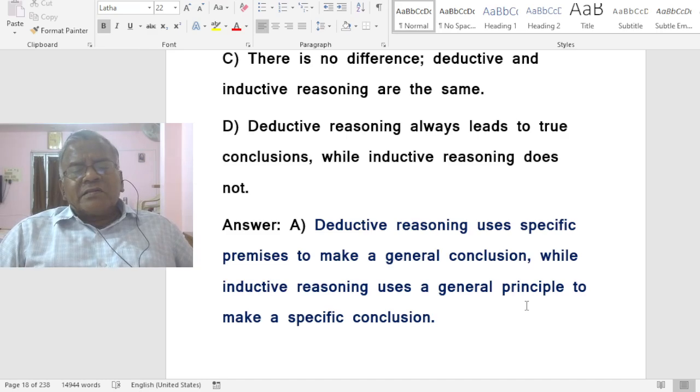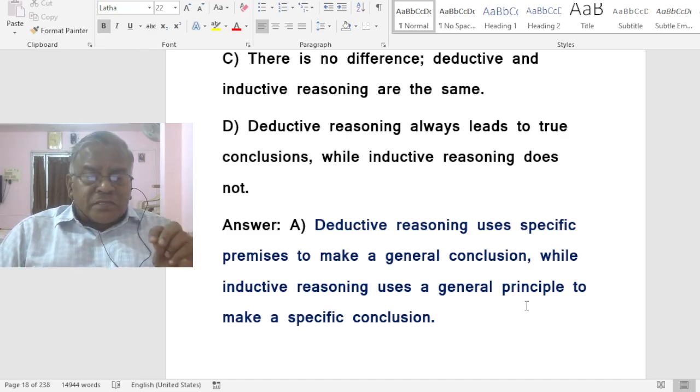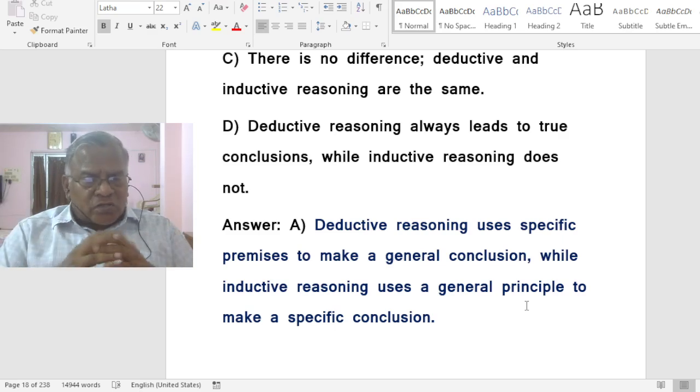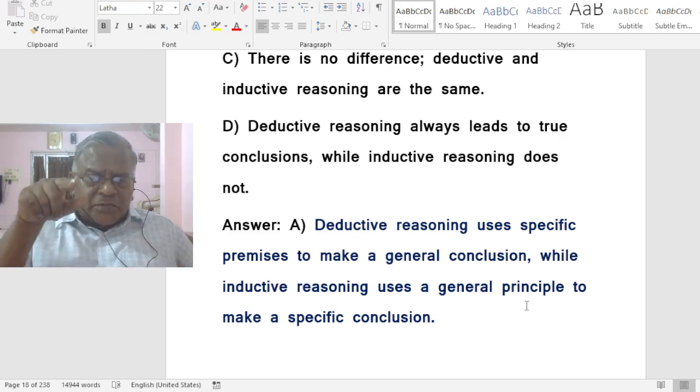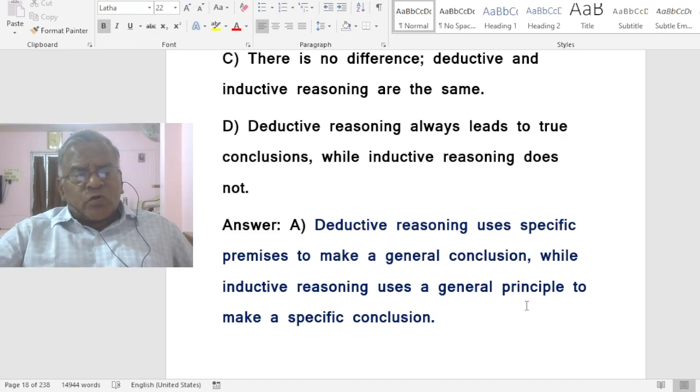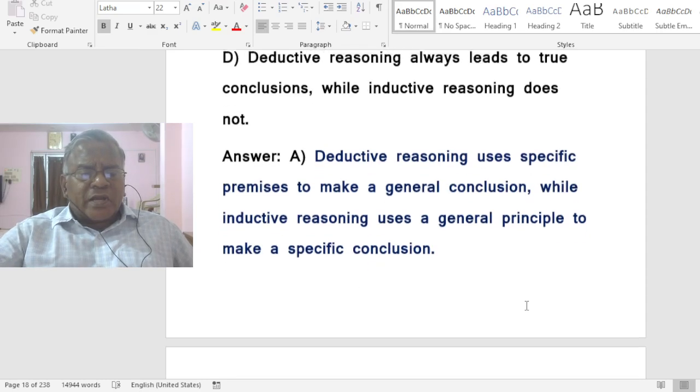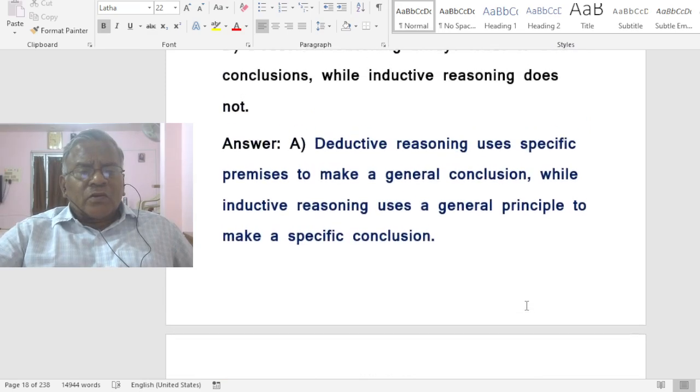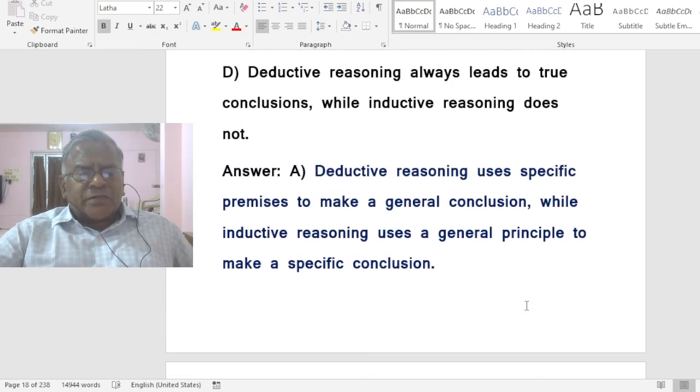Deductive reasoning uses specific premises to make a general conclusion. So it starts from examples to make a truth, in other words. While inductive reasoning uses a general principle to make a specific conclusion. That is the idea. So that's the idea. Deductive reasoning uses specific premises to make a general conclusion, while inductive reasoning uses a general principle to make a specific conclusion.